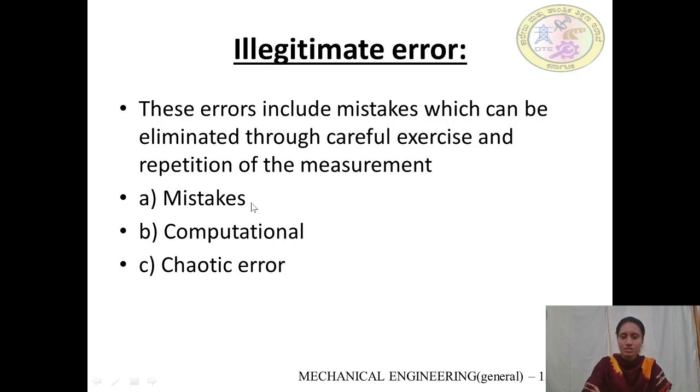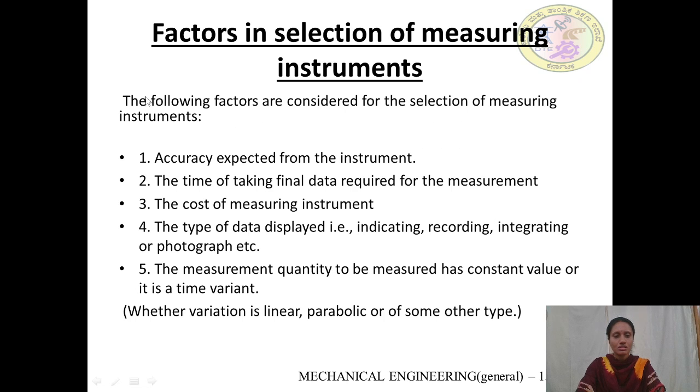So mistakes can be reduced by the repetition of the measurement, and while doing calculations we need to take care of the formulas and units. When we do the calculations correctly, we will get good results. And chaotic error is nothing but confusion. We should not confuse while taking measurements. So this is about illegitimate error. So the last topic, the factors in selection of measuring instruments.